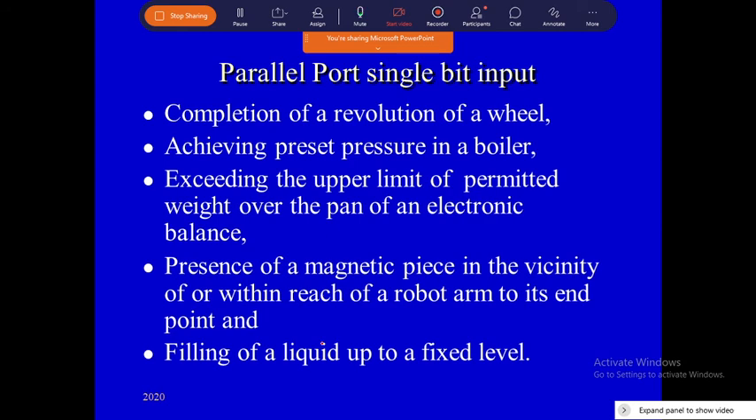interprocessor data transfer reading from the. Sorry, one second.